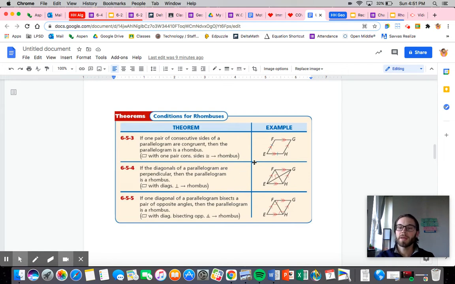So once again, you need to start off with telling me that it is a parallelogram. If you do not know that yet, then you can use one of these three. Either that consecutive sides are congruent, diagonals are perpendicular, or that one of the diagonals bisects the opposite angles.